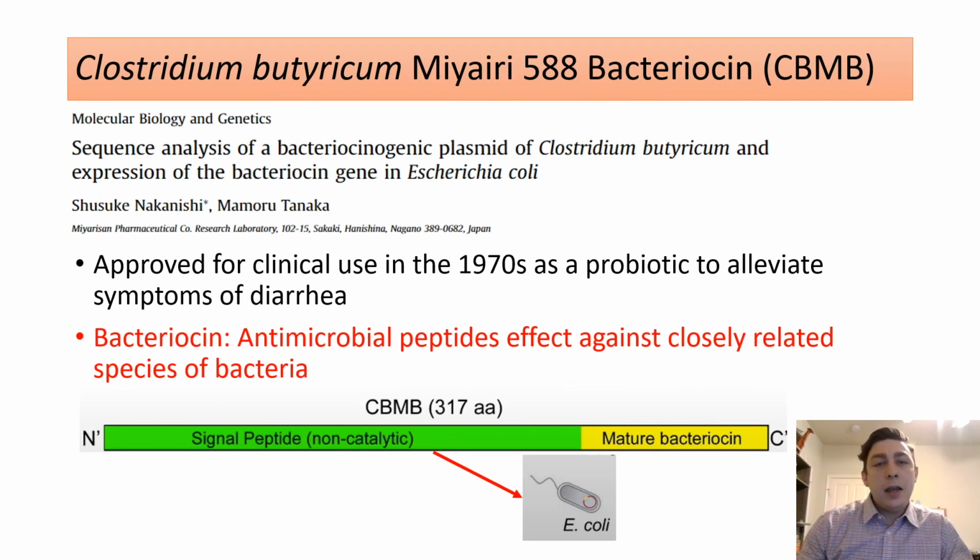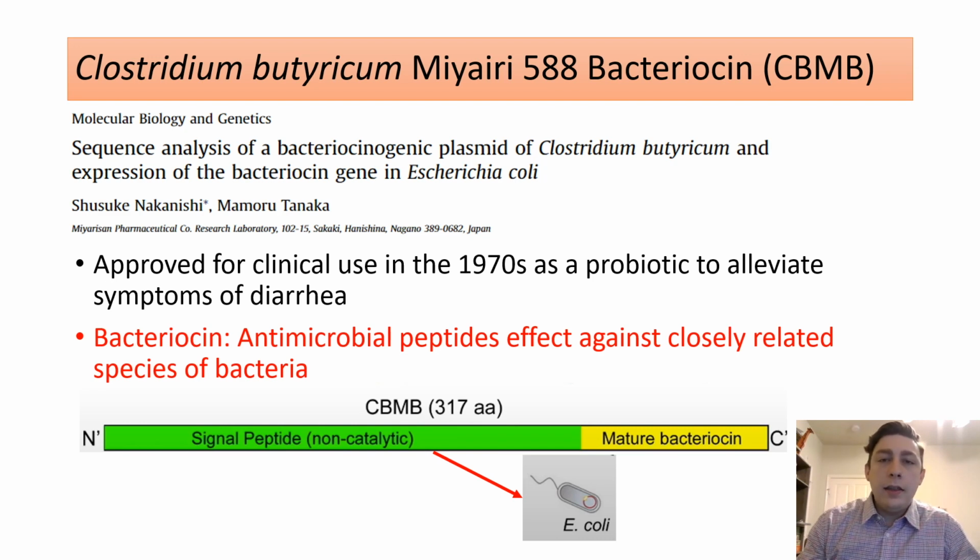Clostridium butyricum, a non-pathogenic probiotic, has been shown to produce a highly specific antimicrobial product called a bacteriocin. A bacteriocin is a peptide or protein that gets produced by closely related species of bacteria to outcompete one another. This bacteriocin, produced by Clostridium butyricum, targets C. diff.